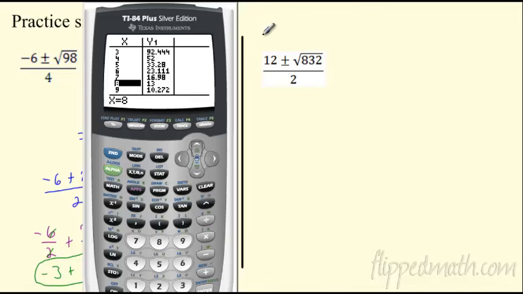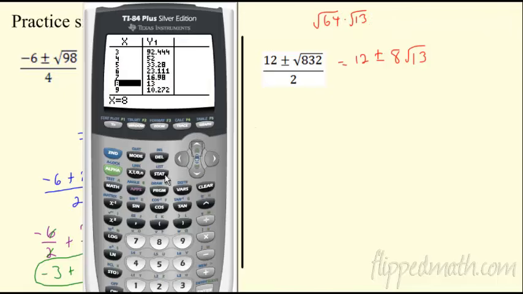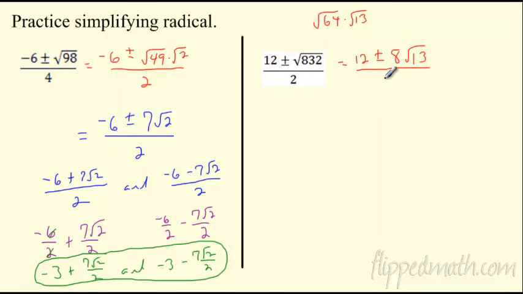So what that really means, this is going to be equal to 12 plus or minus, that it's going to turn into 8 radical 13. But what was it? That was the square root of 64 times the square root of 13. That is 832. So notice the calculator told me that right here with this 8 radical 13. That's pretty awesome. And all of that is over 2.